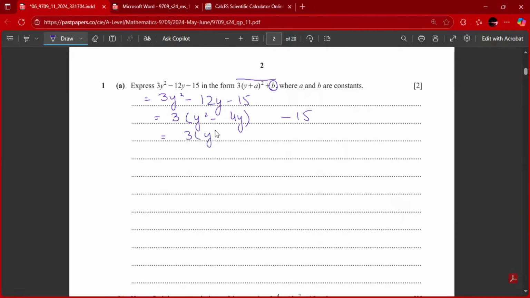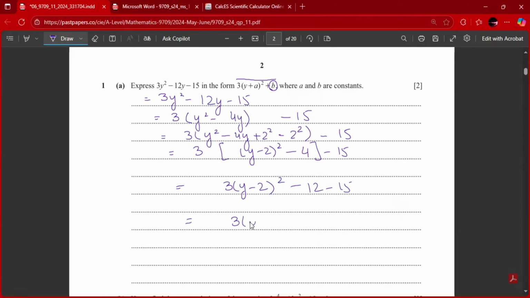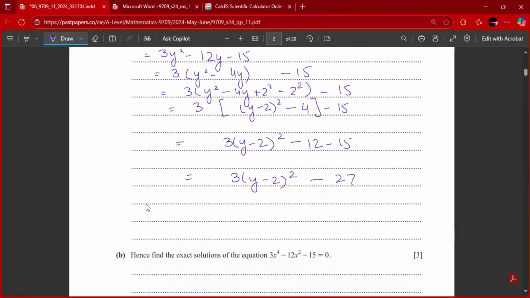3 into y squared minus 4y. Using the completing the square method, we find that 2 squared should be added to complete the square, and we're going to also subtract it because we are making a change in the equation that was originally not there. 3 into y minus 2 squared minus 4 minus 15. So 3 into y minus 2 squared minus 12 minus 15. Simple mathematics, guys, do the subtraction, it is just minus 27. That is our final answer.